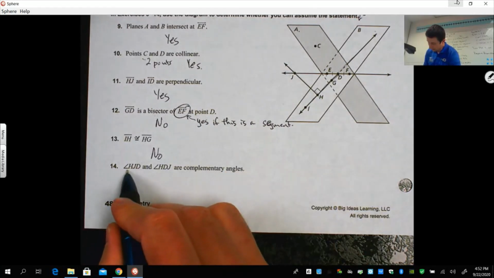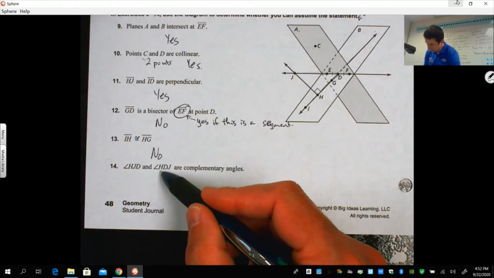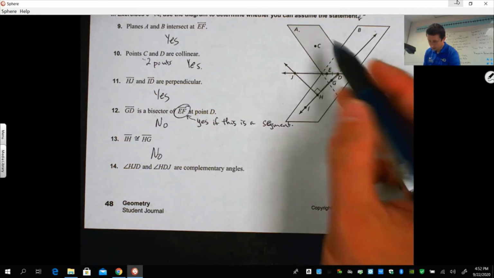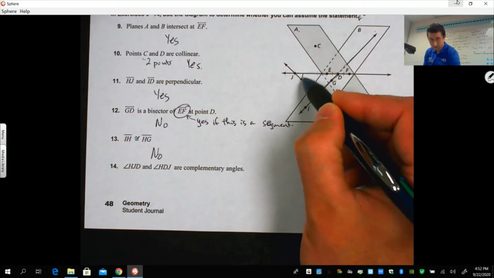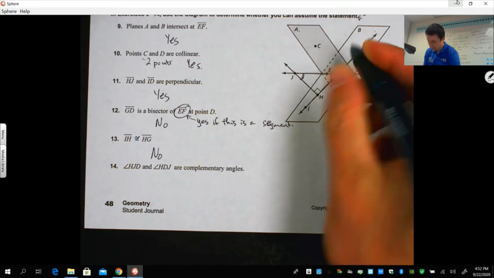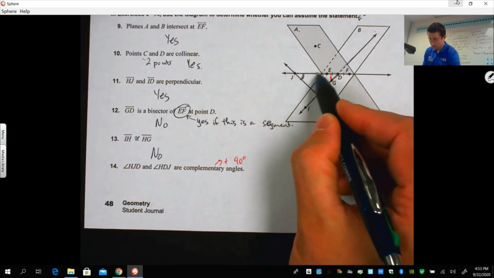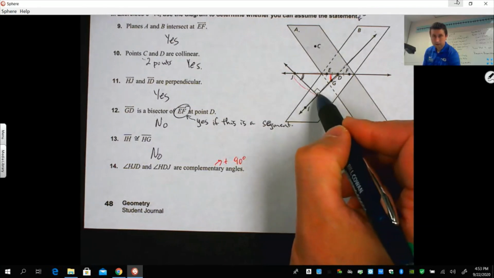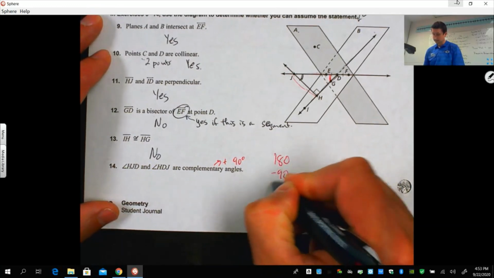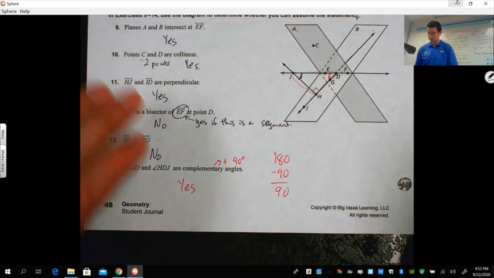Okay, final thing, angle HJD and angle HDJ are complementary angles. So HJD, this angle over here, and then HDJ, that angle there, are they complementary? Remember, that means they add up to 90 degrees. You have a triangle here, and one of those angles is a 90-degree angle. Remember, in a triangle, there's 180 degrees. So 180 minus 90 is 90. So those two angles have to add up to 90. So yes, you can assume that to be true.